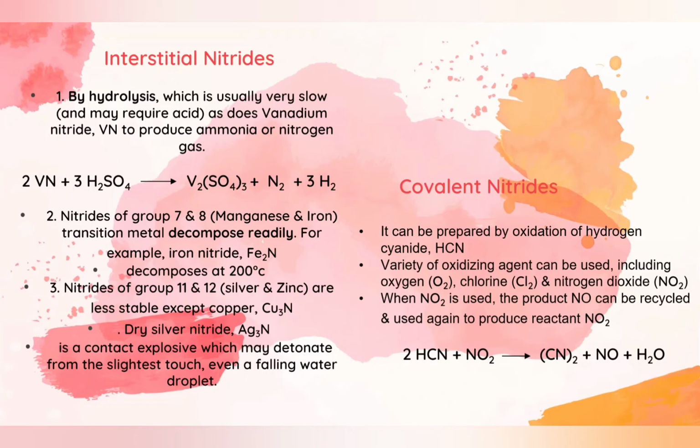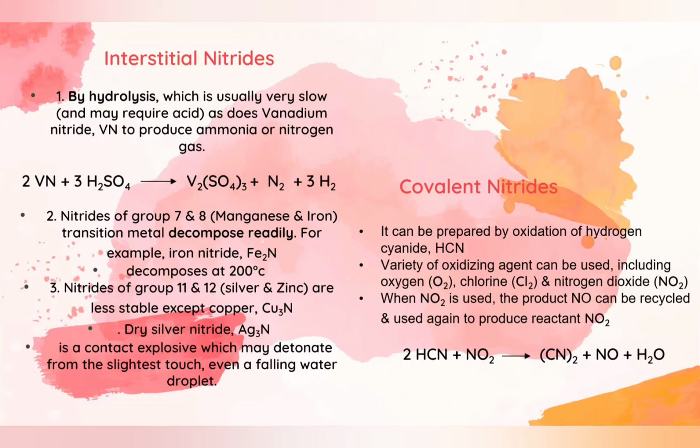Number 2, nitrides of group 7 and 8, manganese and iron, transition metals, decompose readily. For example, iron nitride decomposes at 200 degrees Celsius. Thirdly, nitrides of group 11 and 12, silver and zinc, are less stable except copper. Dry silver nitride is a contact explosive which may detonate from the slightest touch, even a falling water droplet.